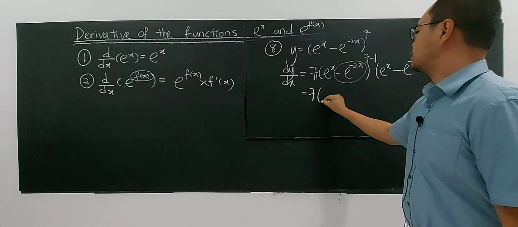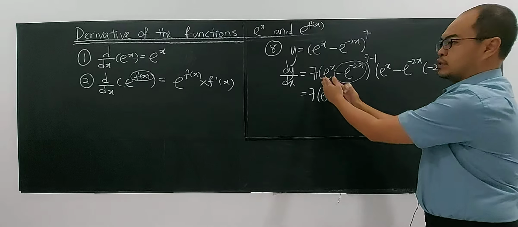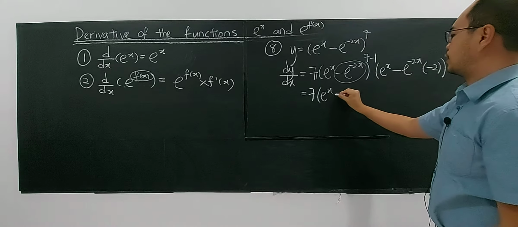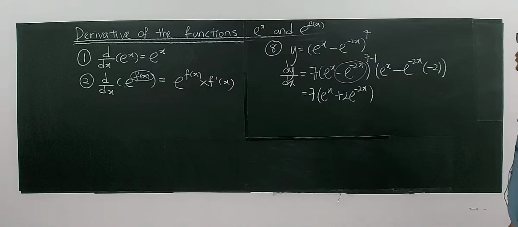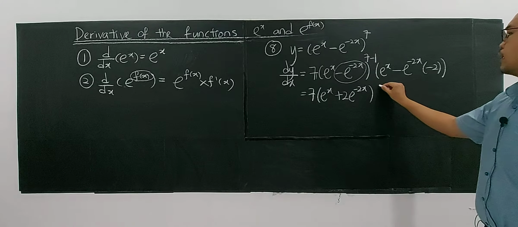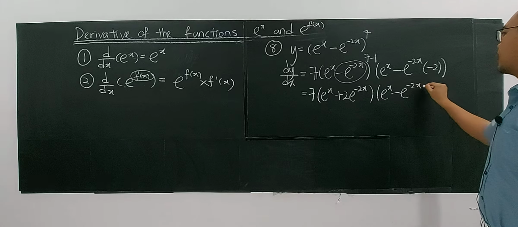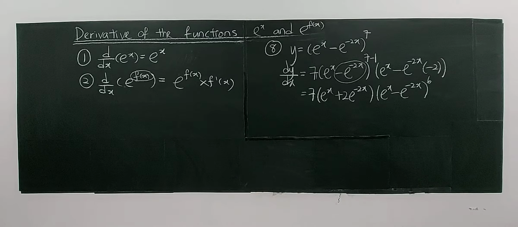So, you have 7 times (e^x, negative, negative, negative times negative is positive, so positive 2e to the power negative 2x), and multiply with (e^x minus e to the power negative 2x) to the power 6. That's the differential of this y here.